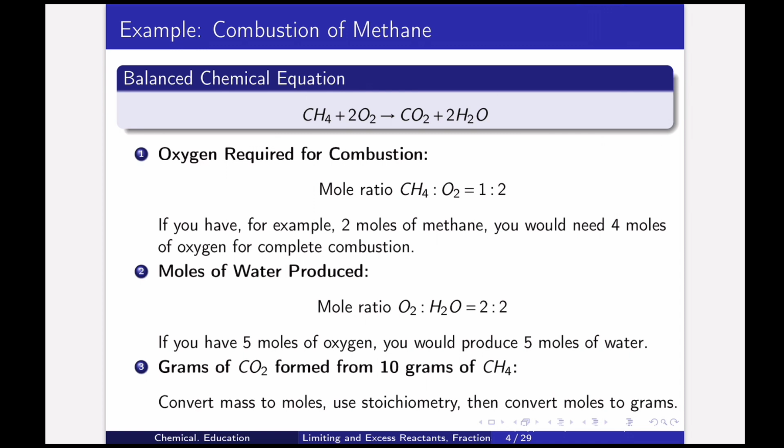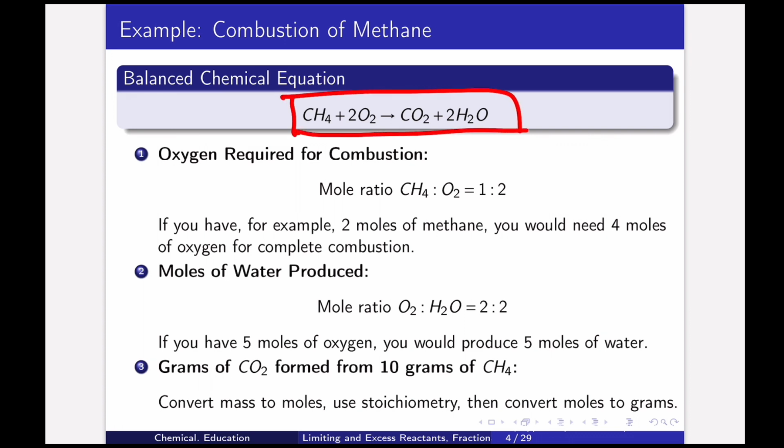Methane is burned with oxygen and that will produce carbon dioxide and water. When we get that chemical equation, first we have to balance it. So here, methane plus 2 oxygen will produce one carbon dioxide and 2 H2O. From this equation, from this reaction stoichiometry, we will get a lot of information.